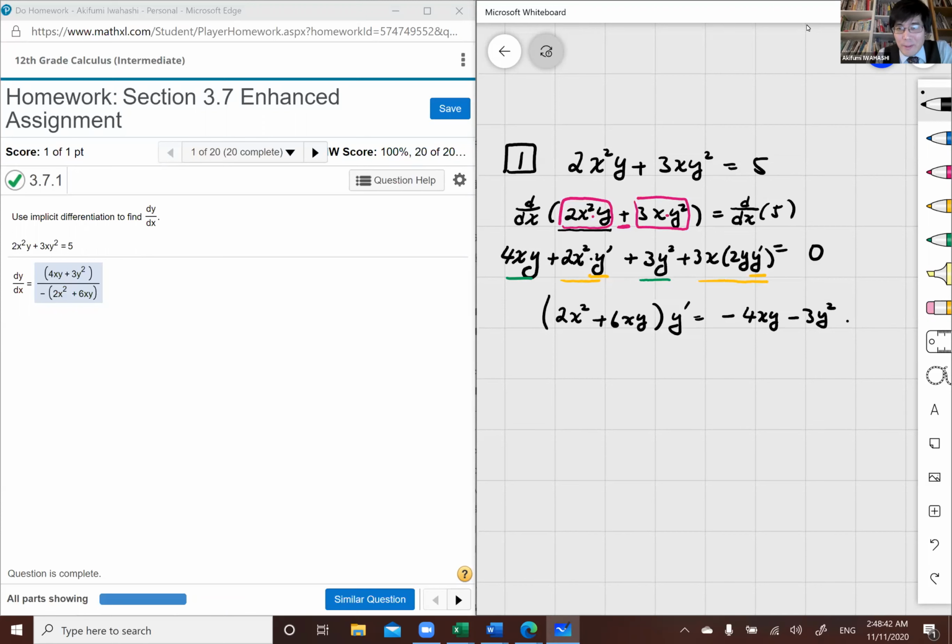So finally, divide both sides of the equation by this. You're going to get 2x squared plus 6xy in the denominator. On the numerator, it's minus 4xy minus 3y squared. Okay, so that's going to be our final answer.